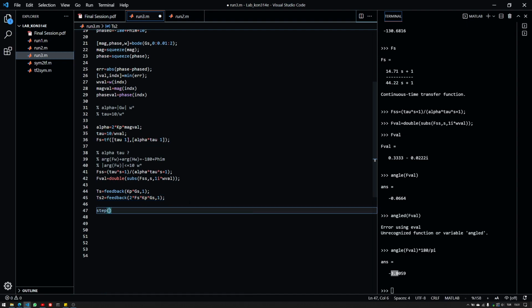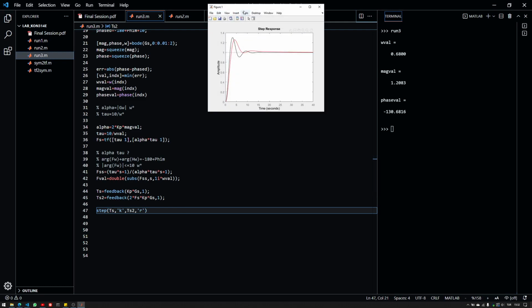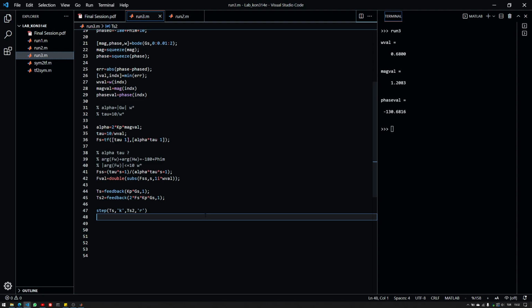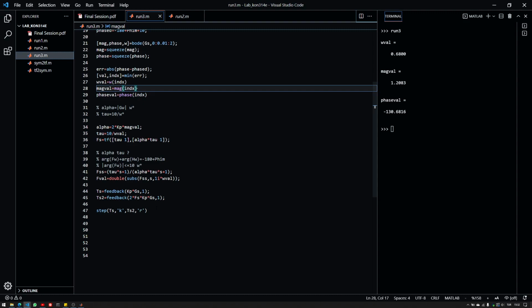So let's look for the step response of ts, which is the black one, and then ts2, which is going to be the red one. So as you can see, there's a slight change. It has an effect on the transients, but the overshoot remains almost the same. It is about the same vicinity of 30% overshoot. But I'm really not interested in the step response because the design was for ramp type inputs, because we used the velocity constant and velocity error.